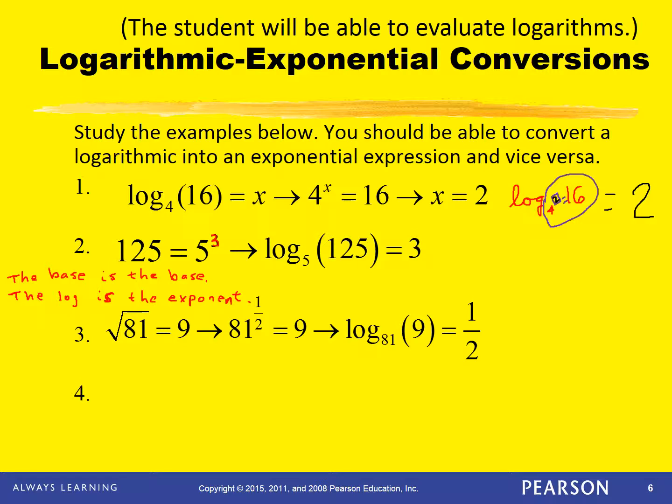Of course, we could have done the same thing for number 1. The base is the base, the logarithm is the exponent, 4 to the x equals 16. I guess these two statements are more useful if you're going this direction, though. You're changing an exponential equation to a logarithmic equation.